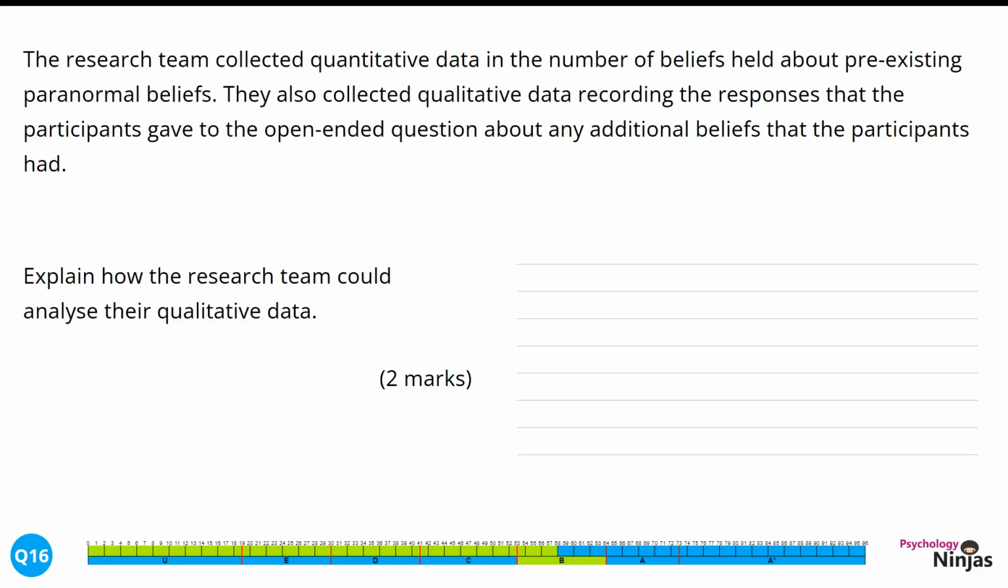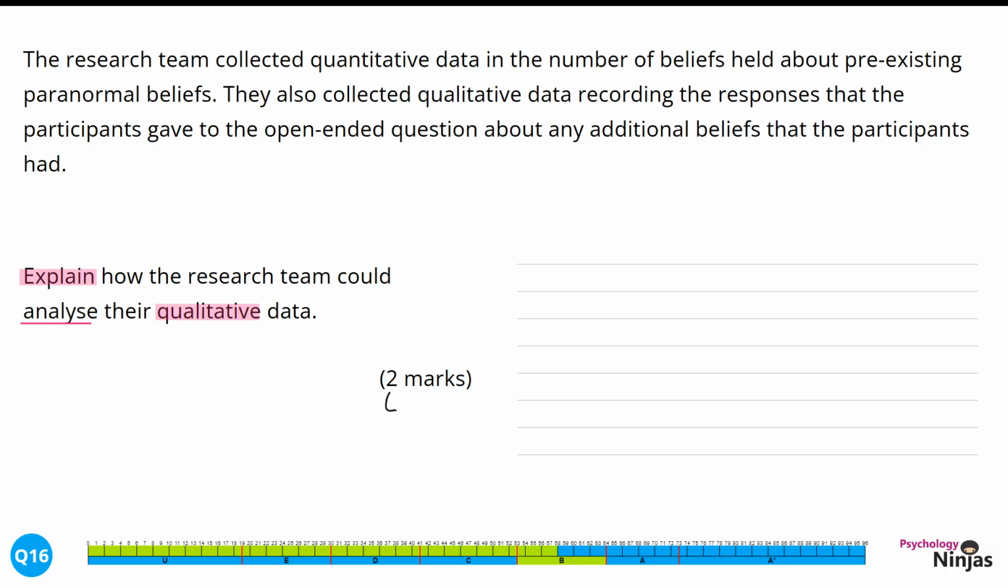Explain how the research team could analyse their qualitative data, 2 marks. Here we have the command word explain, which means we need to give detail and extension to our response. There is some assumed psychological knowledge in this question in that we understand what qualitative data is. This is written data, and we can remember that by the L in qualitative. This question is focused on how we're going to analyse that data, or how we're going to break it down in order to draw some findings out and understand this piece of research.